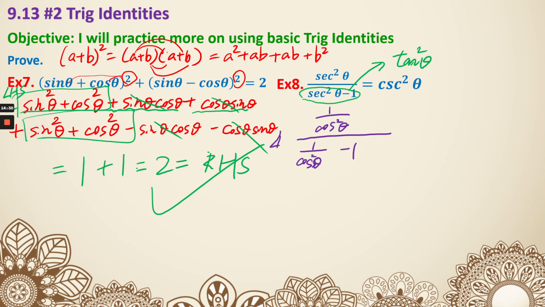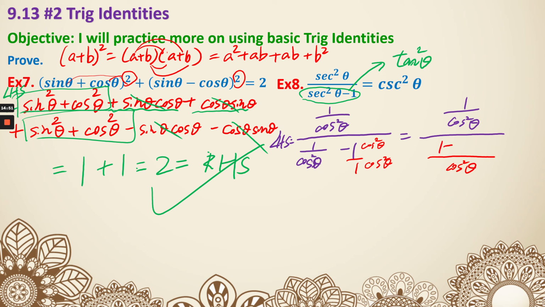So this time, I'm going to keep the top. At the bottom, I'm going to have a common denominator. Because this is a 1, so I'm going to have a 1. The common denominator is going to be cosine squared, so I'm going to need to multiply both the top and the bottom by cosine squared. Common denominator is cosine squared.